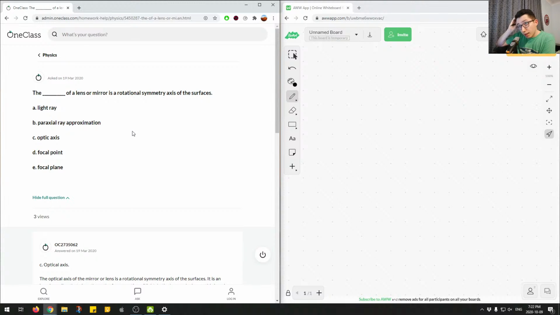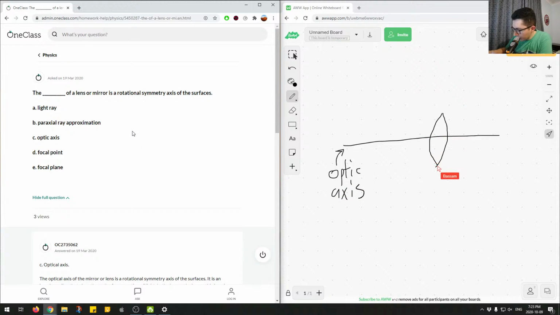So whenever we think of a lens diagram, it would look something like this. We have the optic axis, and then we have the lens over here. And then we have, let's say, a focal point F, and intersecting that will be the focal plane. So here we have option focal point, which is over here, and then the focal plane would just be intersecting the focal point perpendicularly.